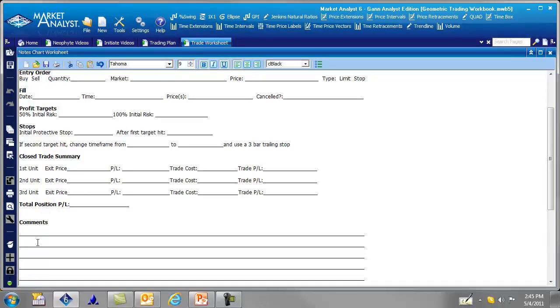Under comments, this is part of your journaling. It's important. Just write down anything at first. At first you'll be like, oh yeah, I'll remember this all. It's clear as day right now. I'll remember this. Well, guess what? We will forget. So if you haven't done this before, just write down anything.